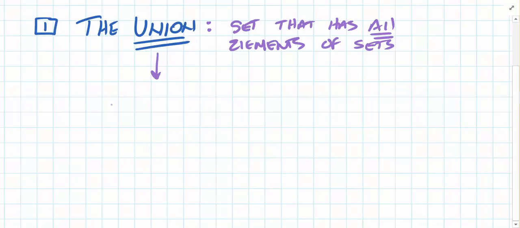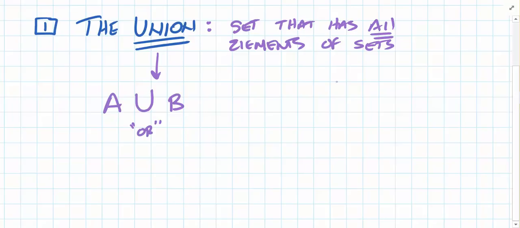So let's say I have set A and I have set B. The symbol that represents the union of sets is just a big giant U. A union B, and that stands for A union B. Some people read this as the word or. So whatever is in A or B, that's what we mean by the union, A or B.